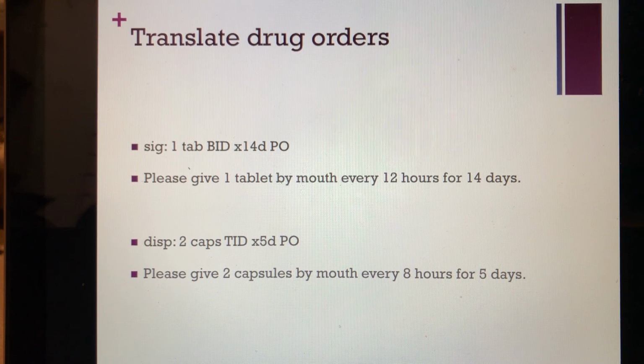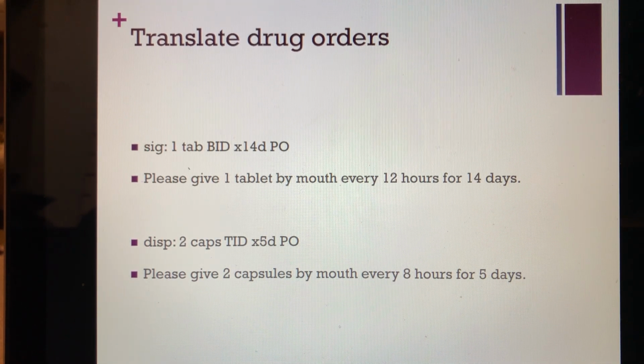So we aren't going to write twice per day on our drug order or our drug labels. We're going to say how many hours between the doses. So BID is twice per day. In 24 hours, if we're giving a pill 2 times per day, if we have the same amount of time between each, it's every 12 hours. So 24 divided by 2 is 12. So we're going to put every 12 hours.